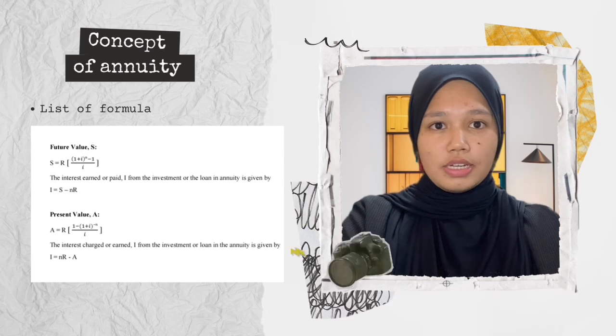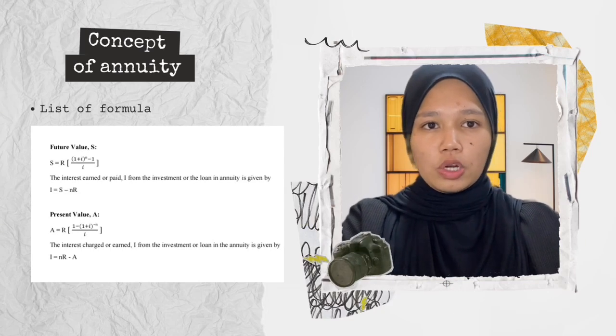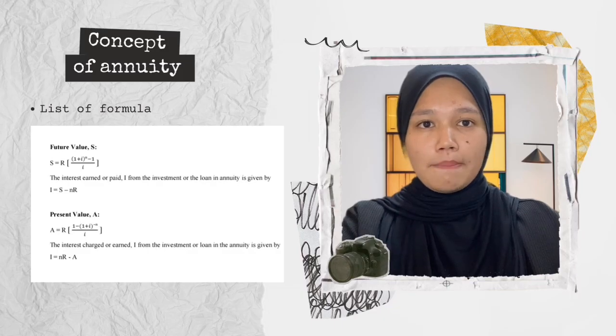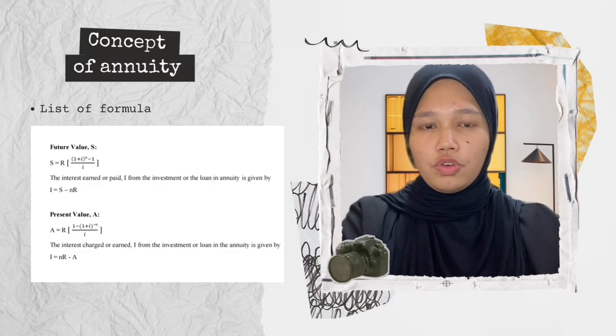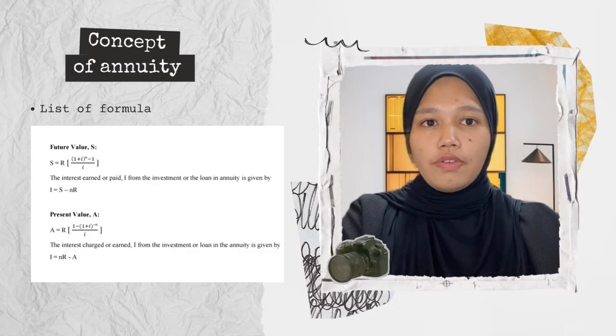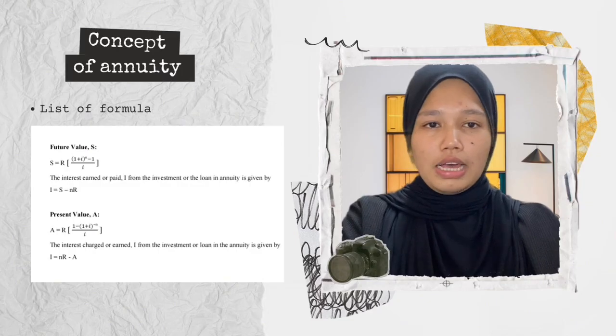First, let's look at the future value formula. S equals R multiplied by open bracket 1 plus i close bracket raised to the power of n minus 1, all divided by i. In this formula, S represents the future value of the annuity, R represents the regular payment amount, i is the interest rate per period, and n is the number of payment periods. Furthermore, the interest earned or paid from the annuity can be calculated using I equals S minus nR, where I represents the interest earned or paid.